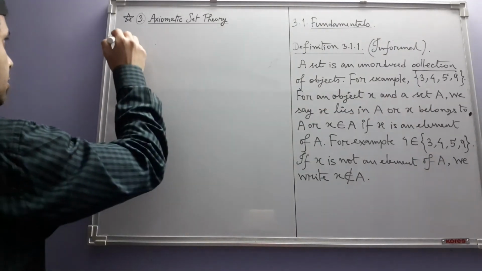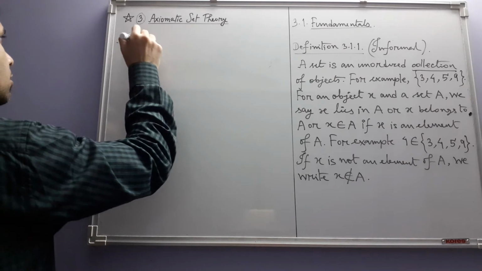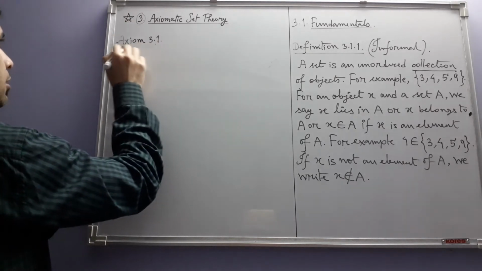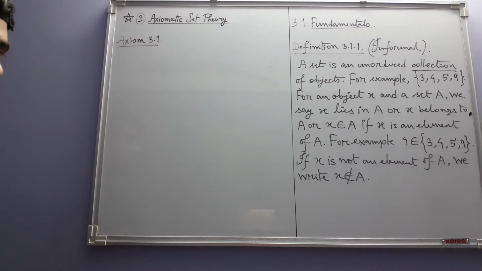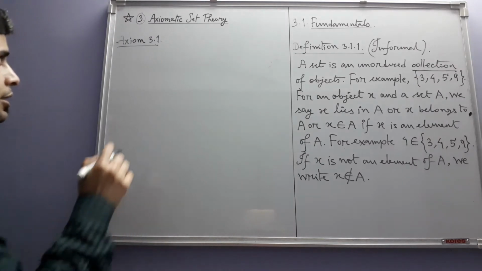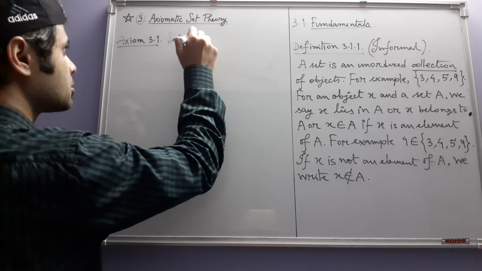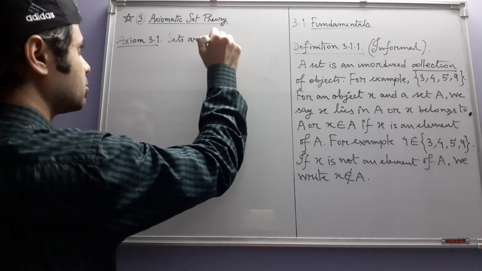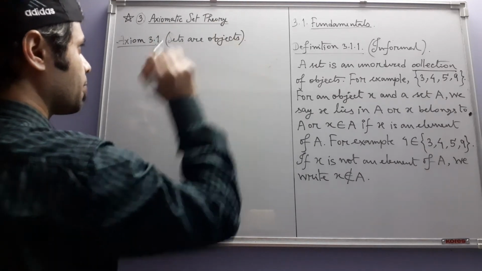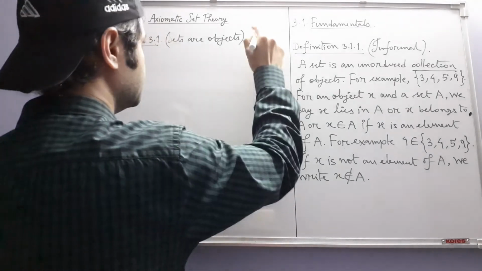So this is axiom. I think sometimes the ink is coming, sometimes it's not coming. Anyway, so this is axiom 3.1. Let me just first write down the statement and then we will try to understand what it means. Sets are objects. It may sound silly in the beginning, but we will see what it means.